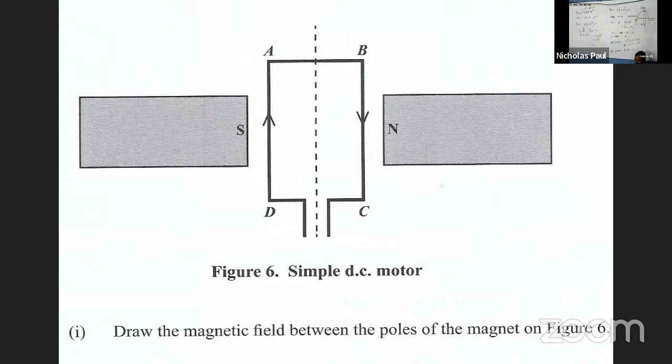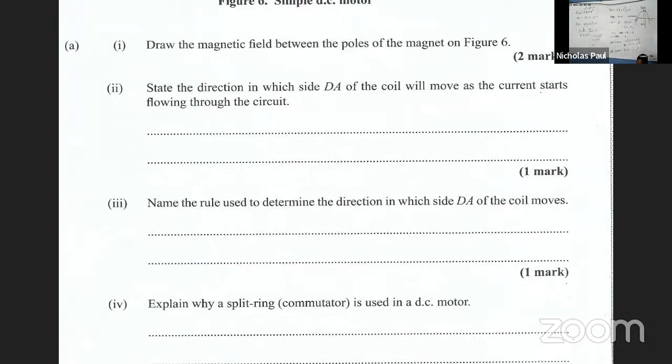What are you doing next? You guys using the rule? Oh, okay, okay. Right. Name the rule. What's the rule again? Fleming's left-hand rule, right? Write it out in words. Don't write FLHR, right? Write it out. Fleming's left-hand rule.